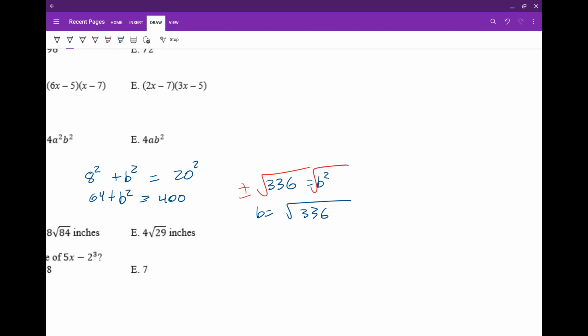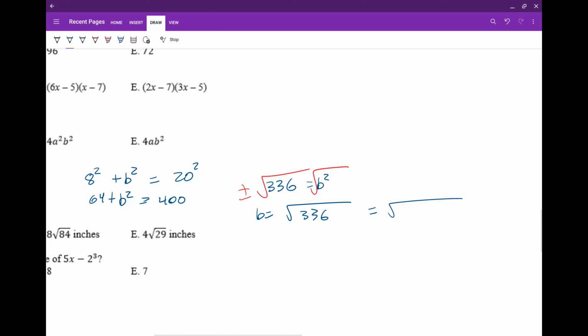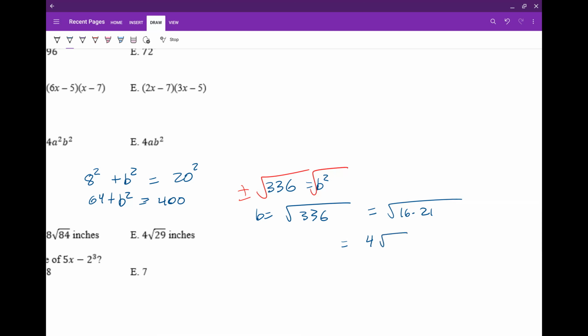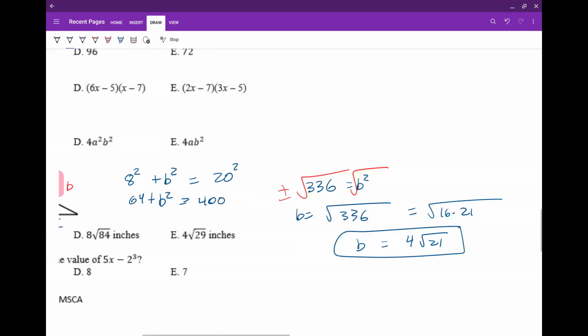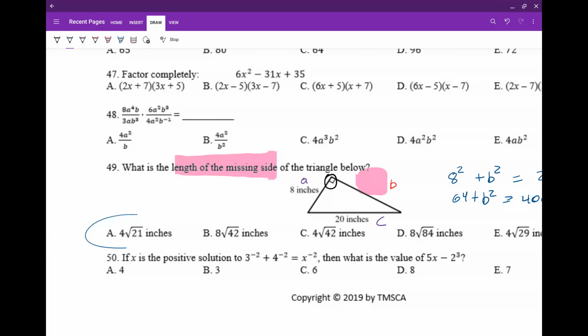Now, if you know your squares, you know this isn't a perfect square. But you know it ends in 36. So you know 4 is a factor of 336. What else is a factor is another 4. So 16 is a factor of 336. 16 times 21 equals 336. And because it's multiplication, you can bring out 4. The square root of 16 is 4, and you're left with root 21. B equals 4 root 21. That's going to be answer choice A.